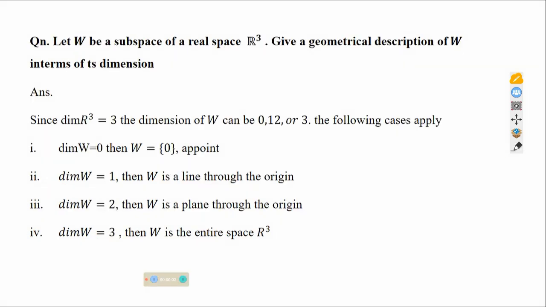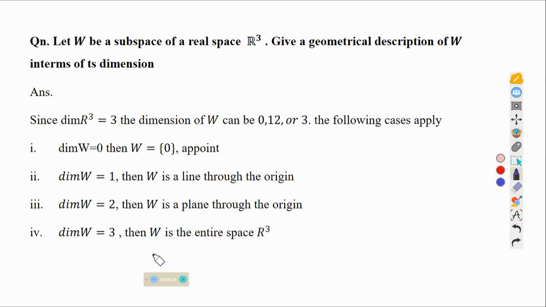So we shall talk about this question here. It says, let W be a subspace of the real space R3. We want to give the geometrical description of W in terms of its dimension. Since we are talking about the vector space R3, it means the dimension of our vector space in this case is actually 3.